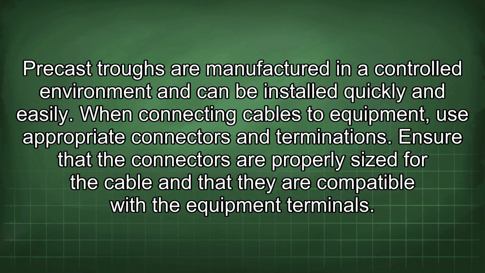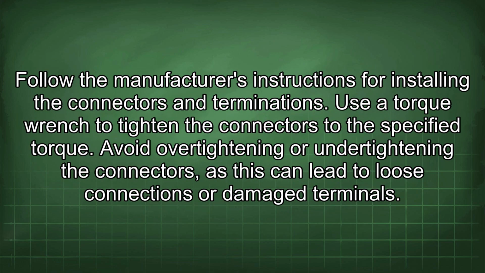When connecting cables to equipment, use appropriate connectors and terminations. Ensure that the connectors are properly sized for the cable and that they are compatible with the equipment terminals. Follow the manufacturer's instructions for installing the connectors and terminations. Use a torque wrench to tighten the connectors to the specified torque. Avoid over-tightening or under-tightening the connectors, as this can lead to loose connections or damaged terminals.